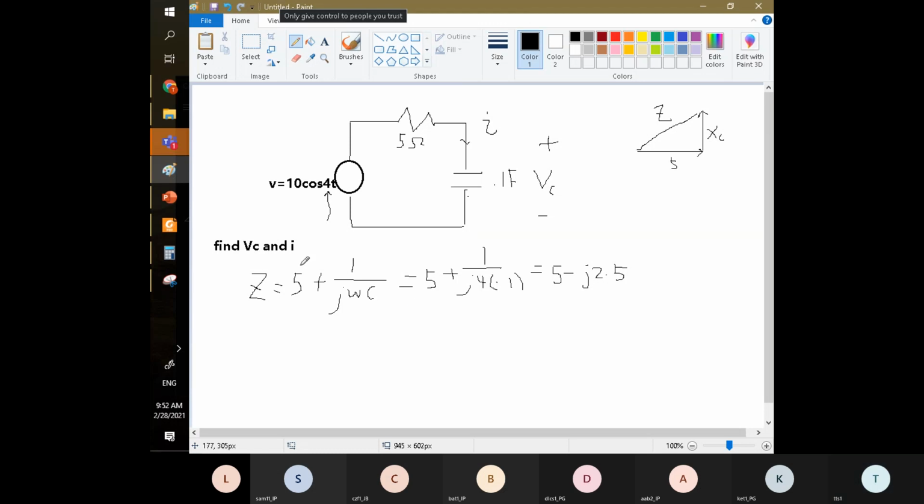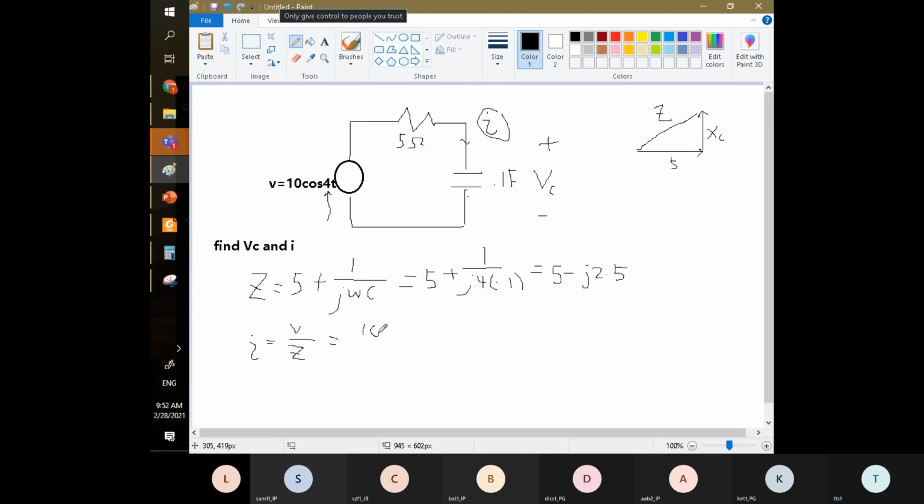First step done. Second step, we find the current first, because later on we can use Ohm's law to solve for this voltage here. The current is V over R, now V over Z. Z we know already, V we know already. The V is without any phase shift, so we can write it in phasor form.